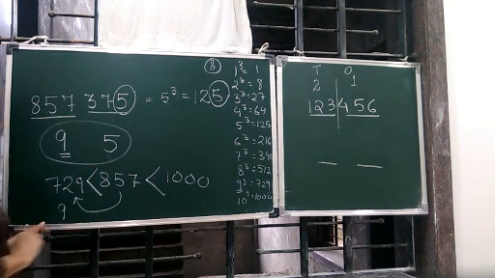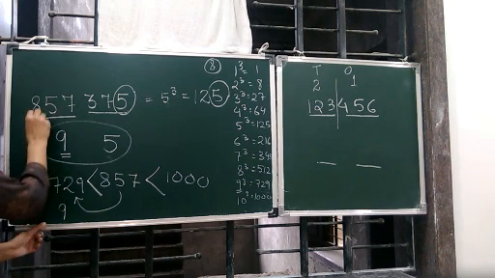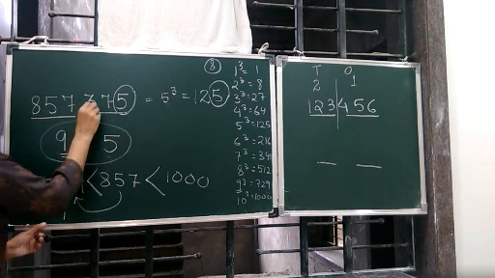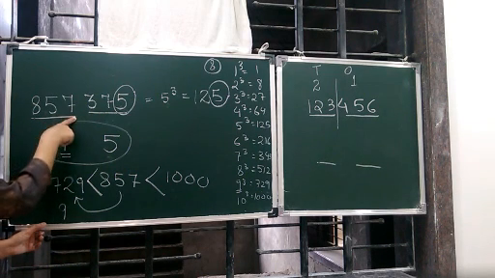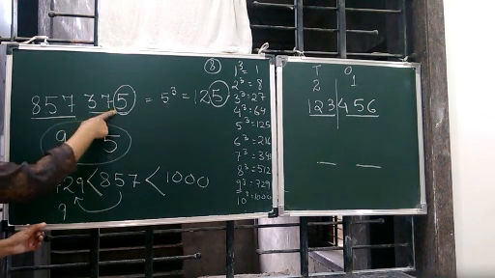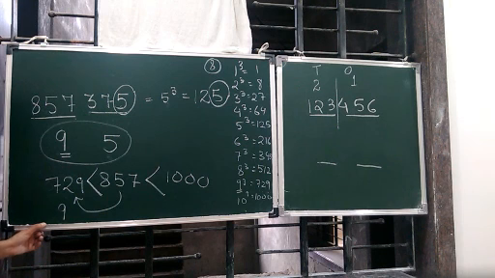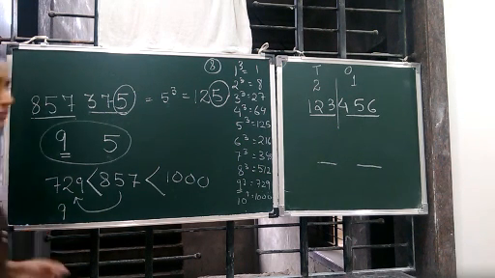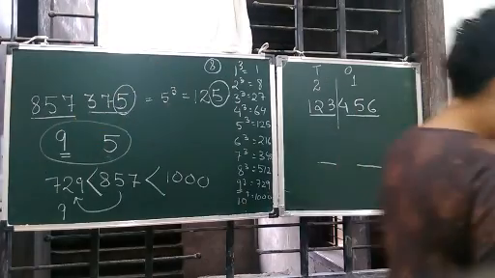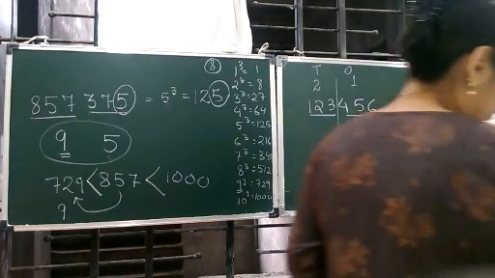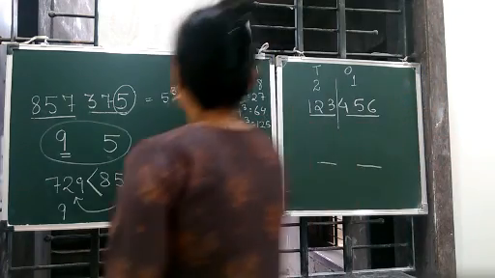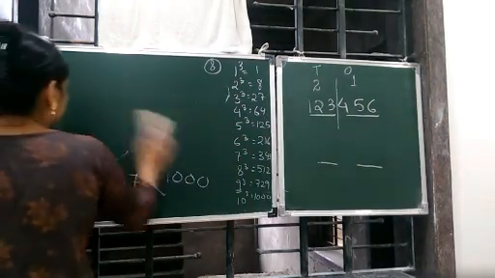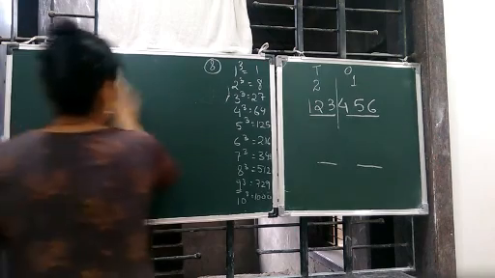So 95 is the cube root of 857,375. This is how we find the cube root. One more example we should take: 17,576. Let's take that example also, children.